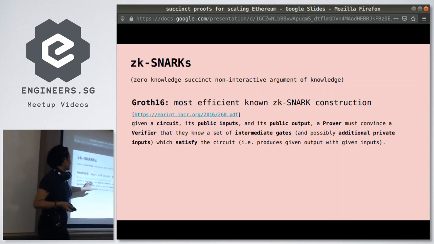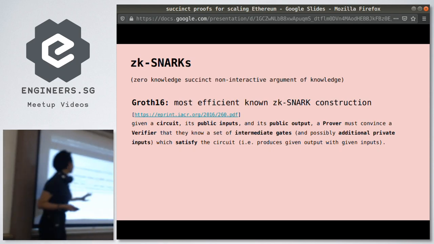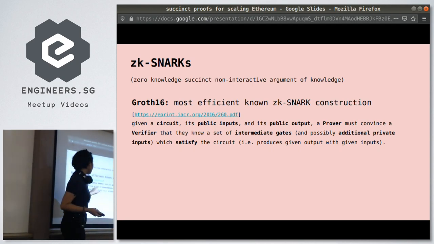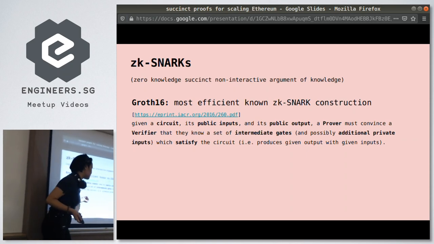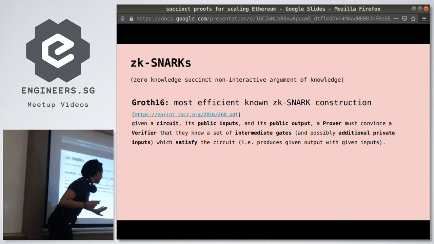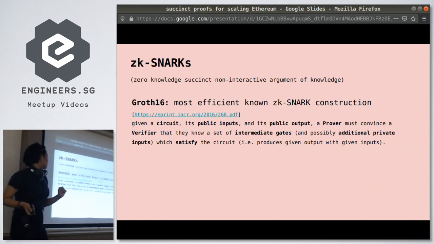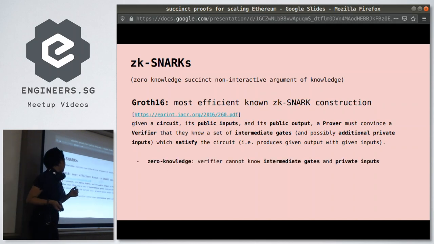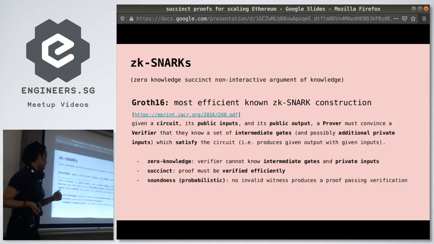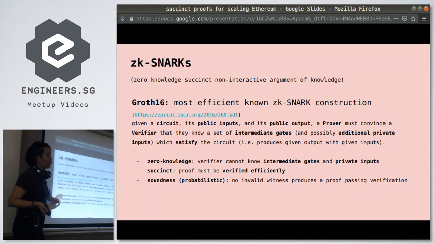Given a circuit that defines the set of computations you want to follow, given a set of public inputs, which are your transactions, and a set of expected public outputs, a prover can convince a verifier that they know a set of intermediate gates which satisfy the circuit. We're gonna explain this in the next few slides. And what's important for us here is that this is succinct.